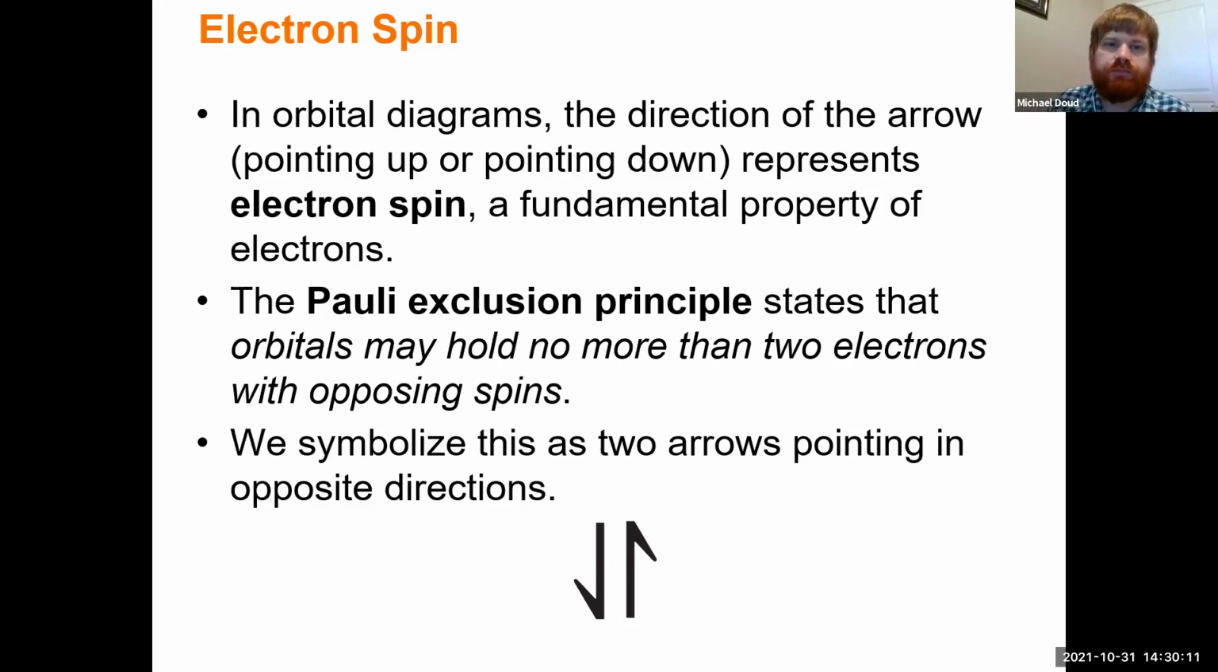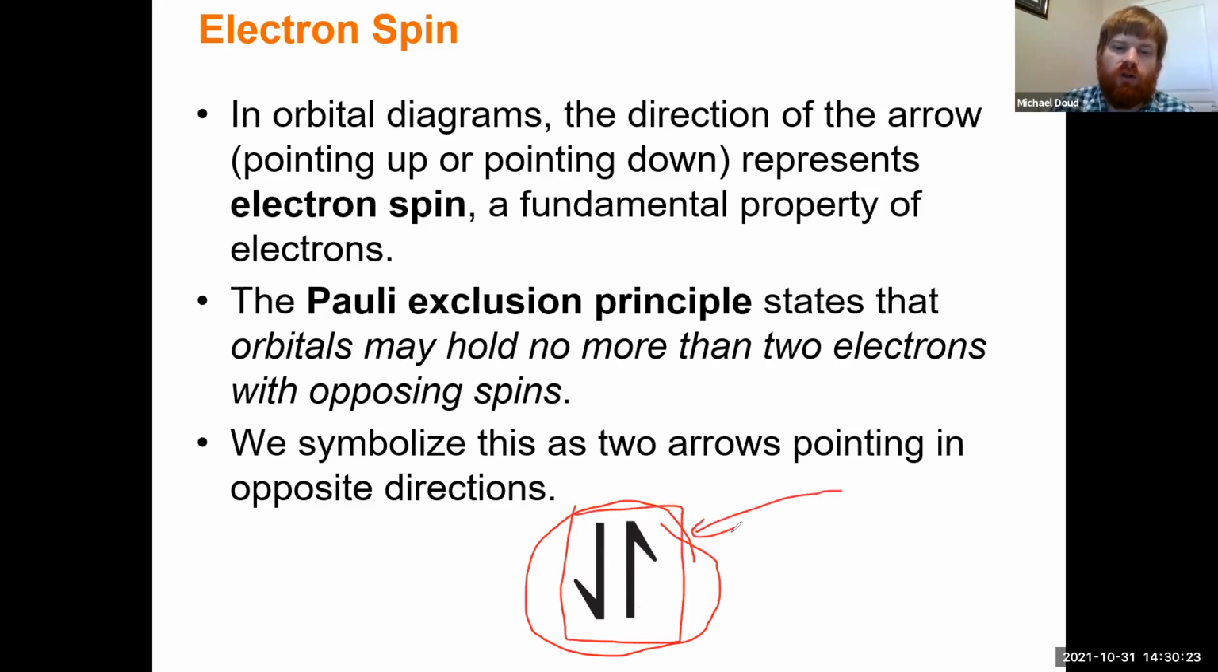That leads us to a situation that looks like this in our orbital, where we have the first electron spin up, the second electron spin down. If we were drawing this in an orbital, that would be a full orbital because it has 2 electrons that are spin paired. This rule is what's known as the Pauli exclusion principle, after the physicist Wolfgang Pauli. And again, it says orbitals may hold no more than 2 electrons and they have to have opposing spins. So the way that we show it is one arrow pointing up and the other arrow pointing down.